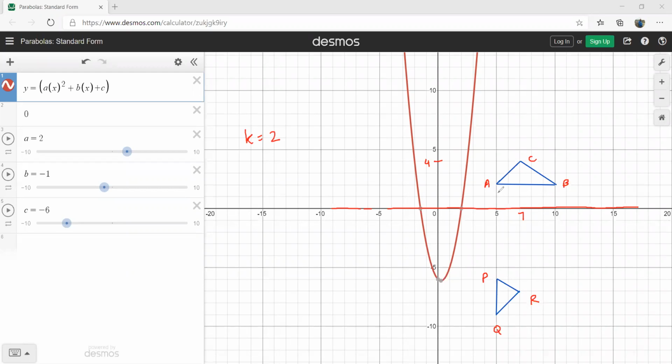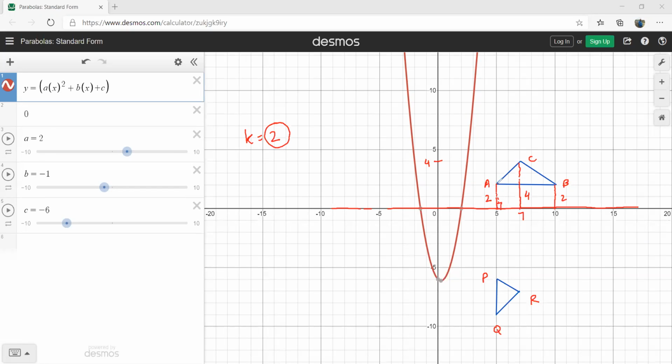I have to see how far this point A is from the x-axis. You can see this is 2 units away from the x-axis. This B is 2 units away from the x-axis. And this C is 4 units away from the x-axis. Now I have to multiply these distances with the scale factor. Now this 2 times 2 is 4.